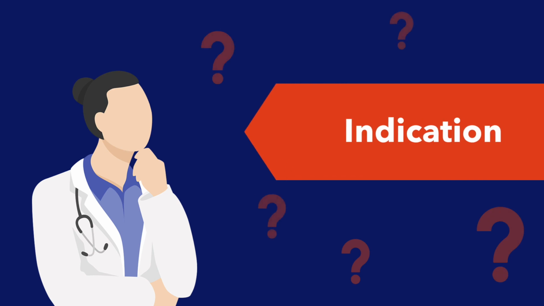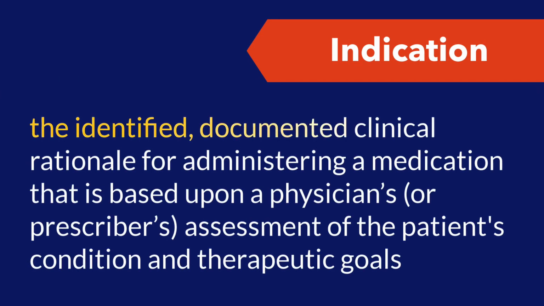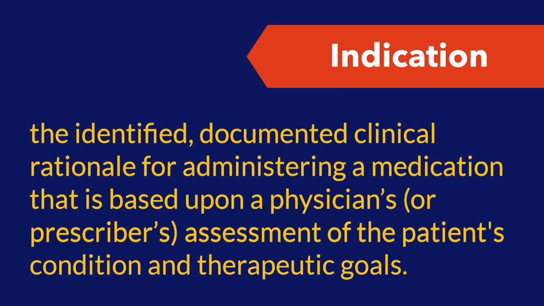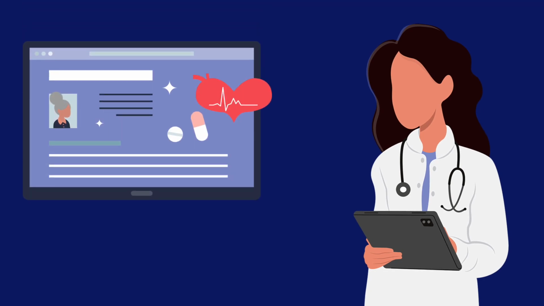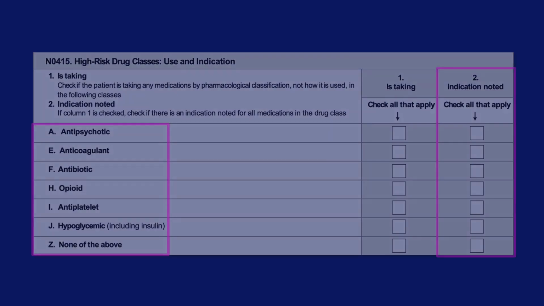How can we determine if there is a patient-specific indication documented for the prescribed medications that the patient is taking? Let's start by understanding what is meant by indication. An indication is the identified, documented clinical rationale for administering a medication that is based upon a physician's or prescriber's assessment of the patient's condition and therapeutic goals. Review patient documentation to determine if there are documented patient-specific indications for all medications in a specified drug class, and if so, check column 2, indication noted.